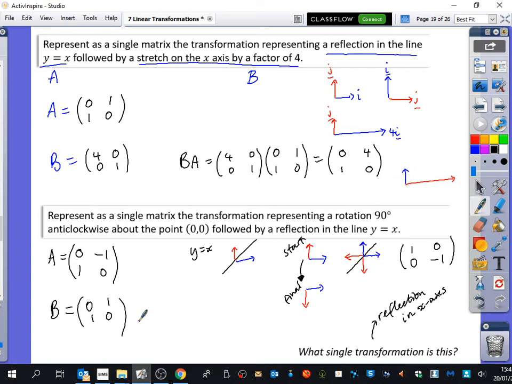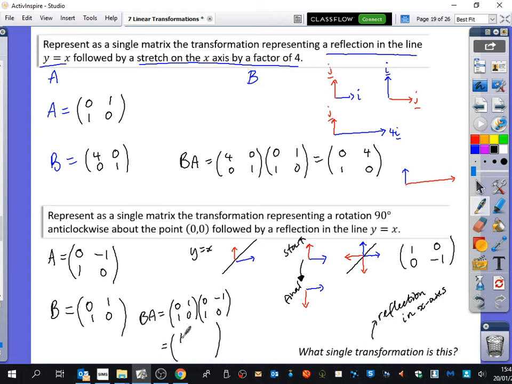I know all these diagrams are a bit confusing because I've written them for different bits. These were the combined transformations. These are the separate transformations. So if I want to put them back together, we know we'd have to do them in the reverse order. So you've got 0, 1, 1, 0, multiplied by 0, minus 1, 1, 0. Now, I'm really hoping we end up with 1, 0, 0, minus 1. Do we?